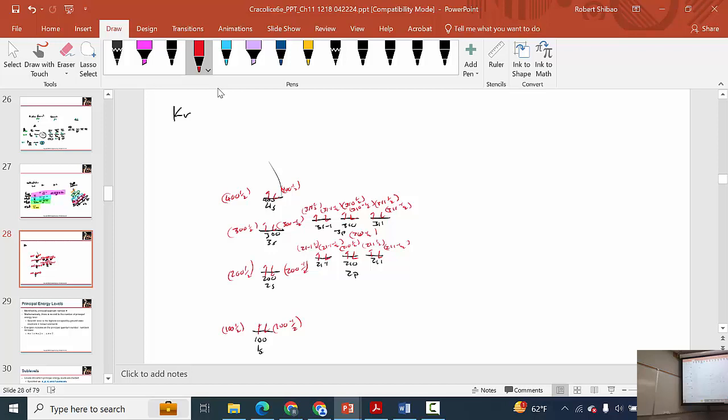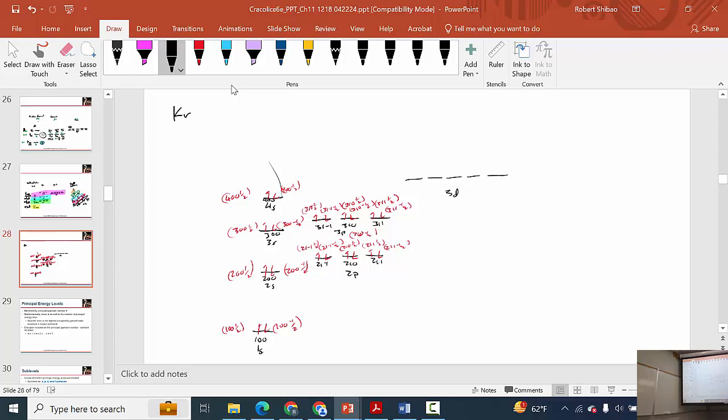Okay, so after 4s comes what? The 4p or the 3d? 4d. No, no. You have to make sure that this is very clearly shown. After the 4s in terms of energy comes the 3d. And so it goes 4s to 3d.